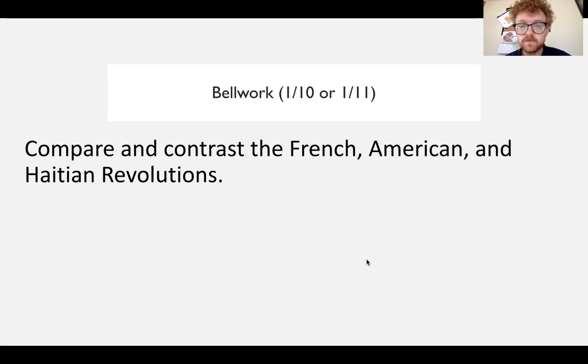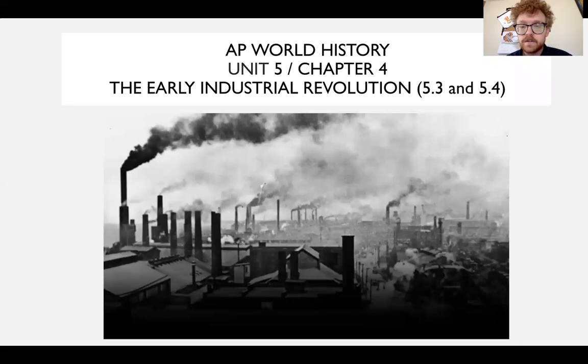Compare and contrast the French, American, and Haitian revolutions. All right. So this unit is entitled Revolutions, as you all know by now. And one of these revolutions is going to be a change in the economy, which therefore is going to have a lot of political and social implications. And this, of course, is the Industrial Revolution.